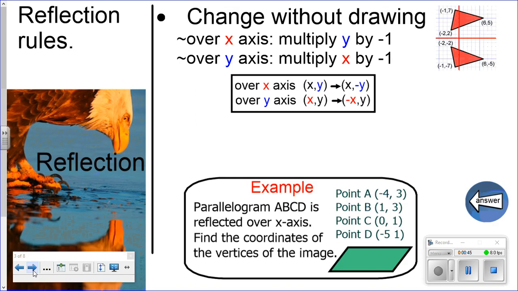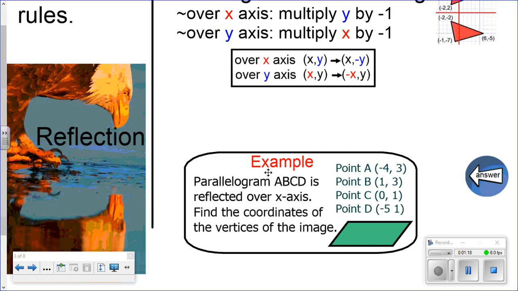So our reflection rules means that we're going to make that change without having to draw it on a coordinate plane. So if we're going over the x, it means we multiply the y by -1, and if we're going over the y, we multiply x by -1. So in this box here are how the rules look. We start with the x, y, our ordered pair, and it changes to x, negative y, whatever those numbers might be. Over the y, it starts as x, y, and it changes to negative x, y.